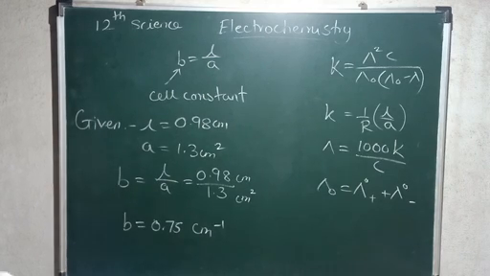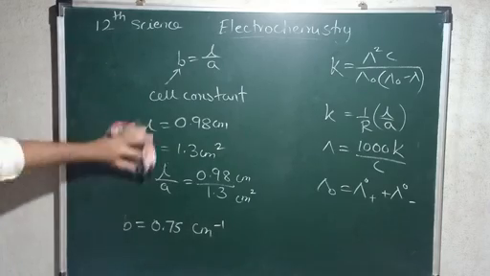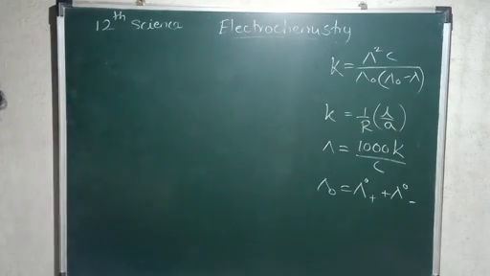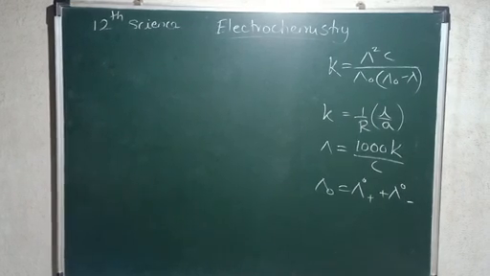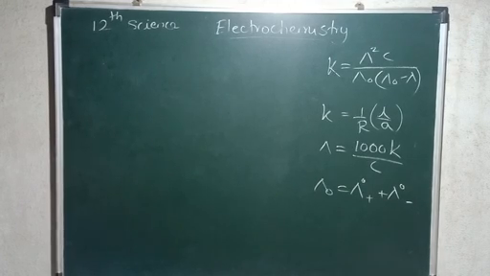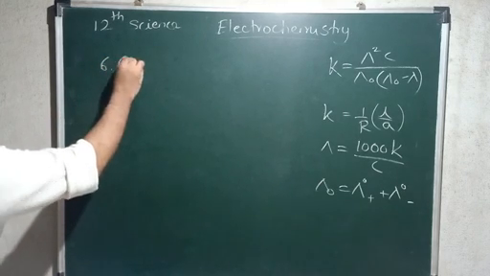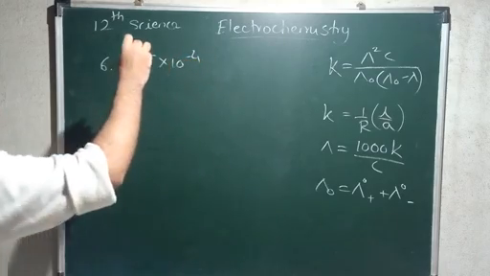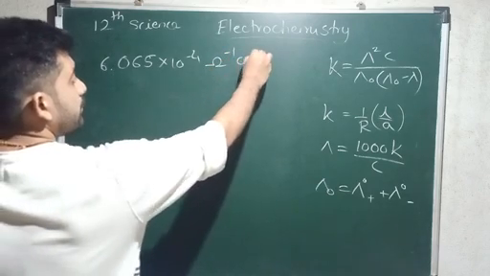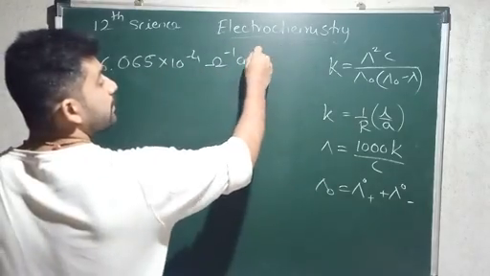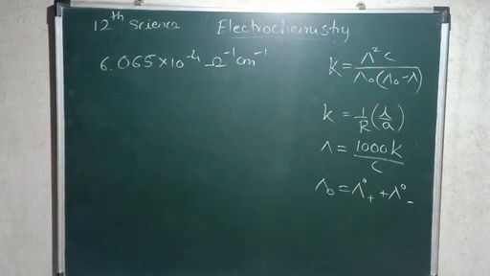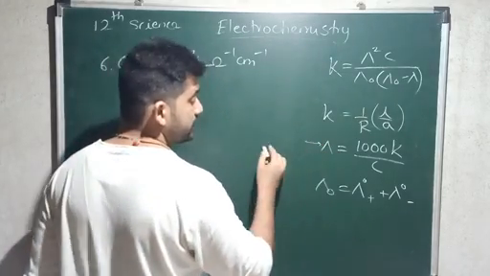The conductivity of 0.005 molar NaI solution at 25 degrees Celsius is 6.065 into 10 raised to minus 4 per ohm per centimeter. Calculate its molar conductivity.